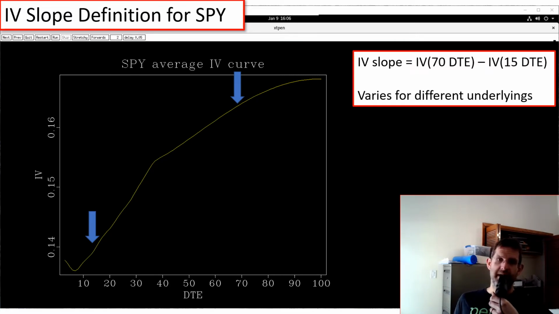So for the case of SPY, I define the IV slope attribute as the IV at 70 days to expiration minus the IV at 15 days to expiration. And this definition varies depending on the underlying.